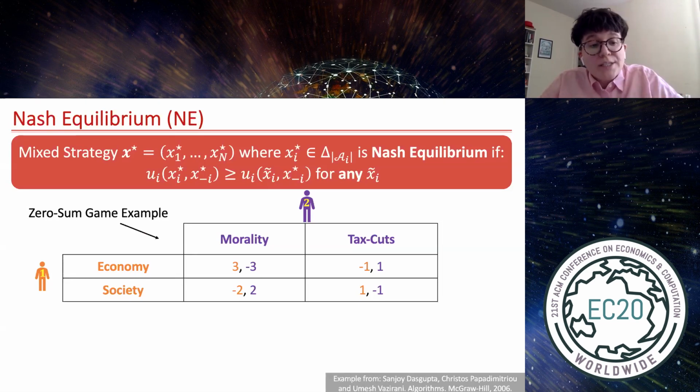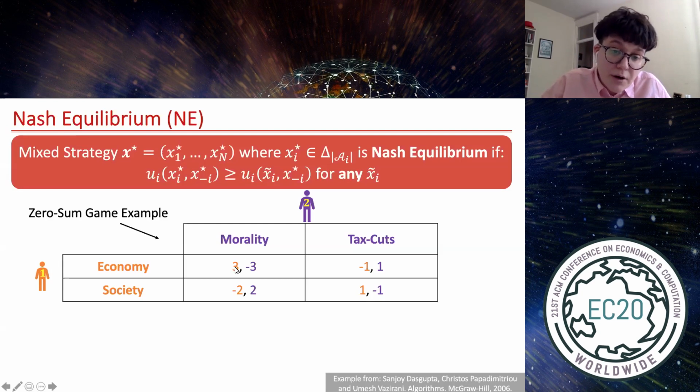And why is it a zero-sum game? Well, zero-sum games are games where the gain of an agent, of a player, is exactly balanced by the losses of the other players. For example, here, we see that the gain for player one for playing economy is 3, and the payoff of agent two for playing morality when agent one plays economy is -3.